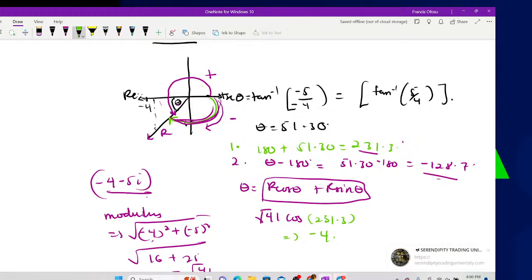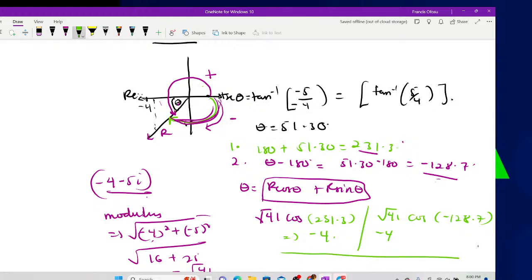Now, assuming I'm using the angle -128.7, which is the second convention, I'm going to have square root of 41 cosine of -128.7, right? So once I have this expression, let's punch that into the calculator. Square root of 41 cosine of -128.7, right? And this will give me -4 as well. And what does this imply? No matter the convention we take, we are still going to have the same solution.